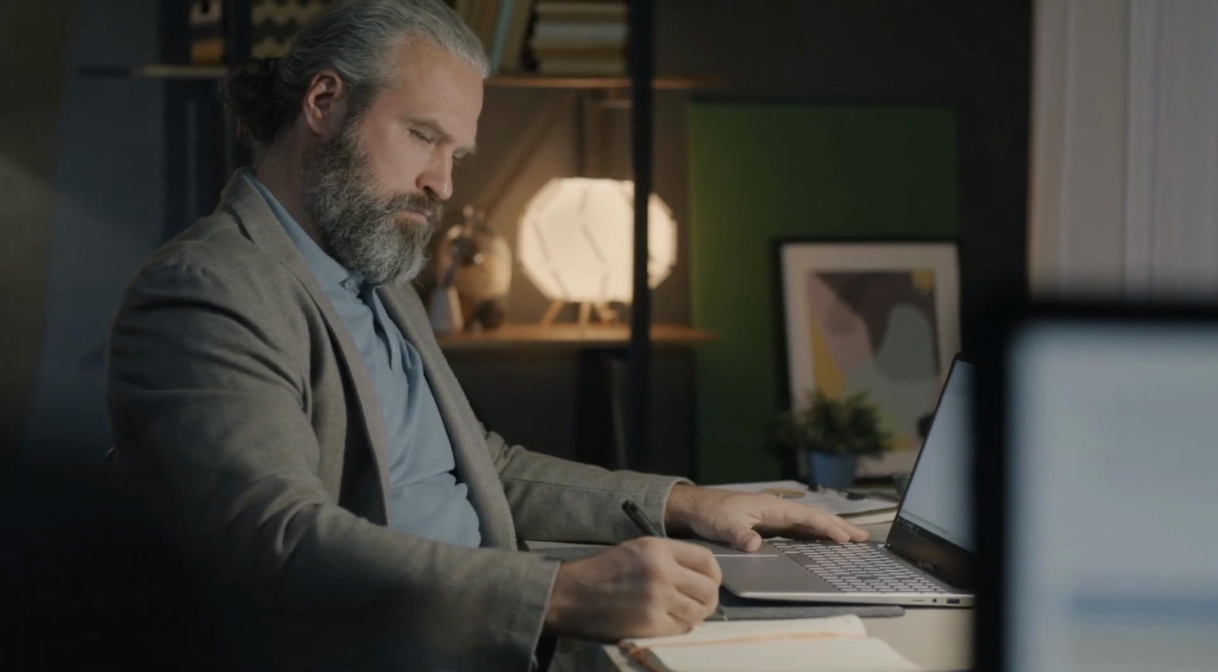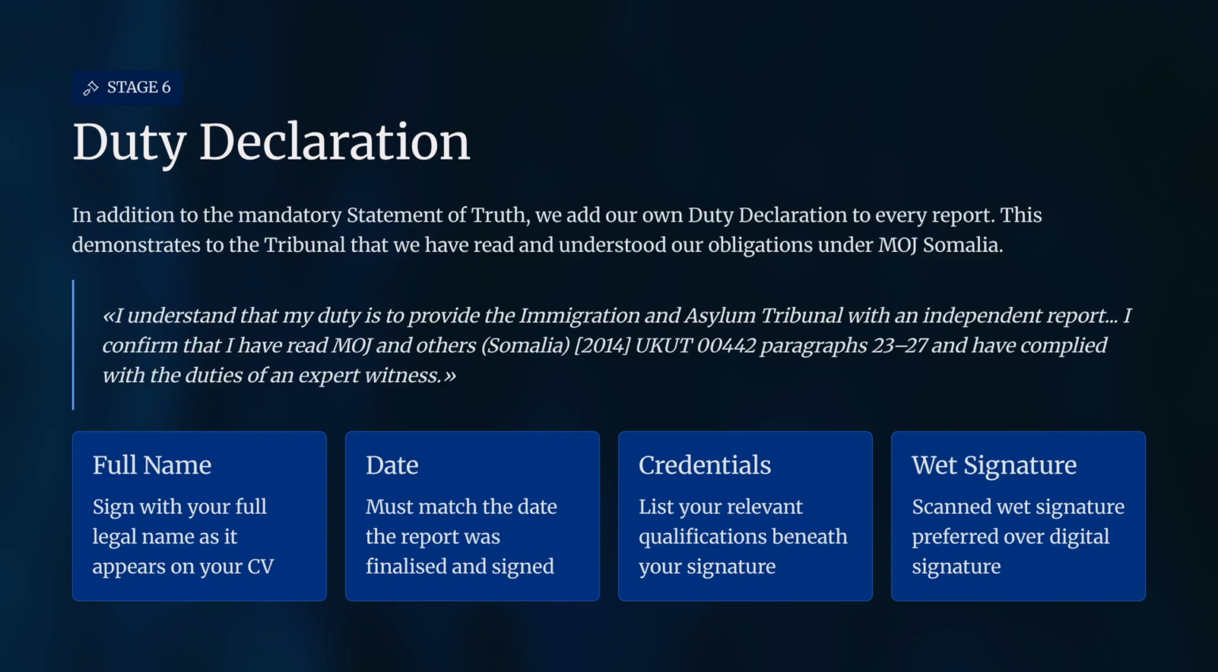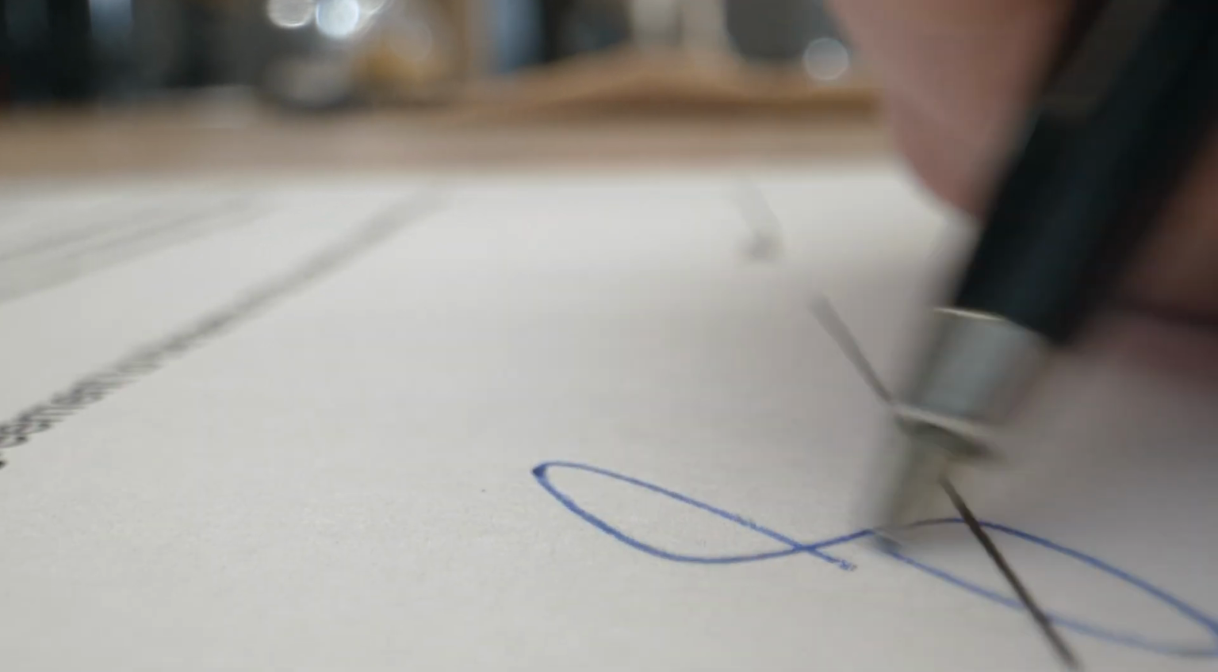Then we add a duty declaration. I understand that my duty is to provide the Immigration and Asylum Tribunal with an independent report containing factual information relevant to deciding an appeal, and that this is objective, unbiased opinion on matters within my expertise. I confirm that I have read the Somalia Country Guidance decision of the Upper Tribunal from 2014, paragraphs 23 to 27, and that I have complied and will continue to comply with the duties of an expert witness as set out therein. We sign with full name, date, and credentials.